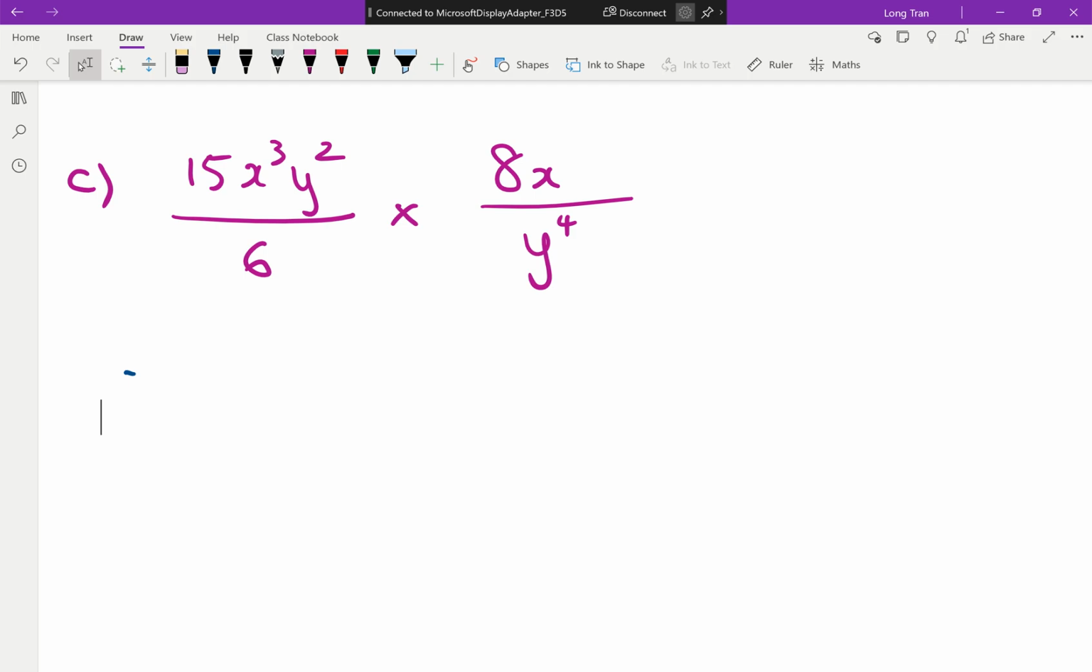Now we know that 3 goes into 6 2 times. 3 goes into 15 5 times. So what I've done here is I've simplified my next line into 5x cubed y squared over 2, because I'm dividing the common factor of 3, multiplied to 8x over y to the power of 4. Okay? Now, again, you can always multiply top and top, bottom and bottom, but the more you simplify early, the easier the problem becomes.